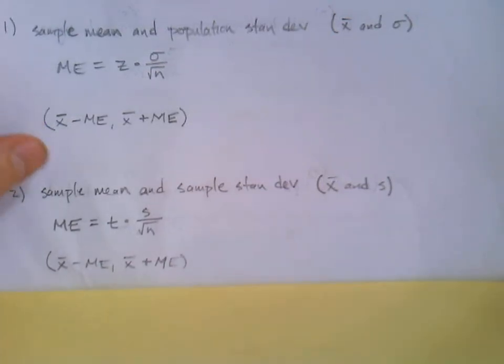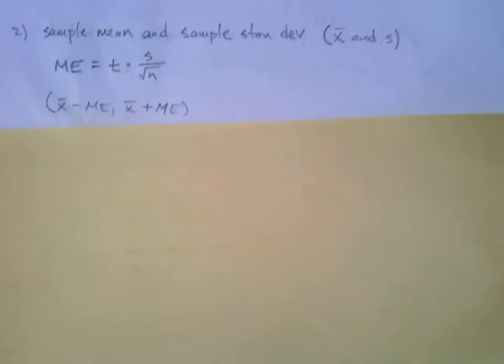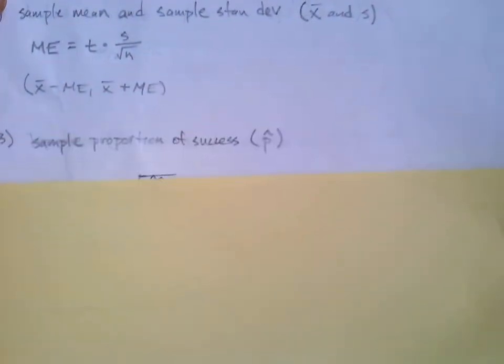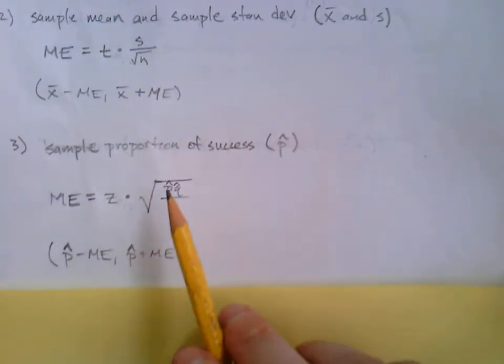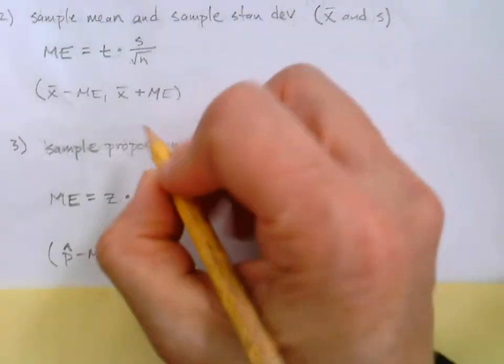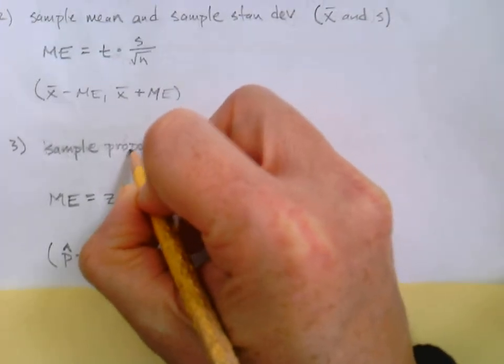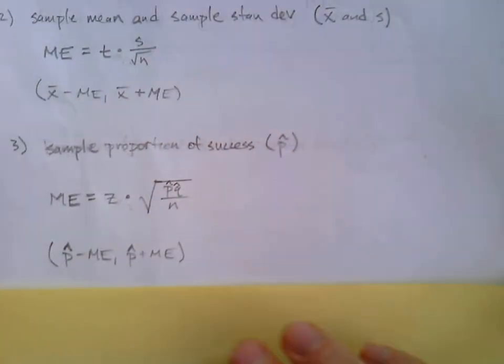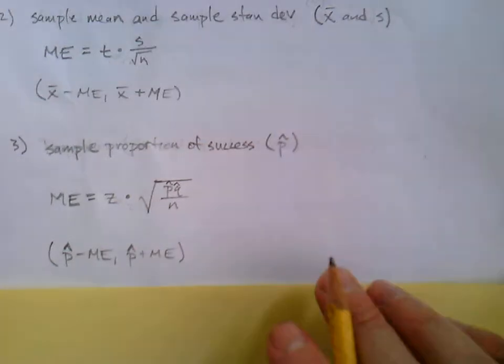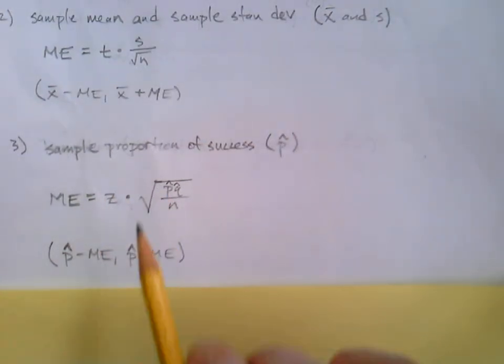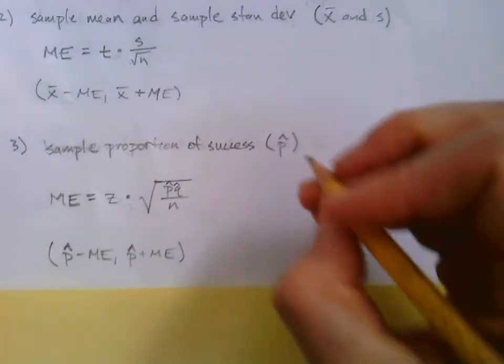And finally, the last one, which is very different from the other two. What if you're given a sample proportion of success? So you're not given an average. There's no sample mean in this case, and there's no standard deviation of any kind. You're given a sample proportion, how many successes out of the total.